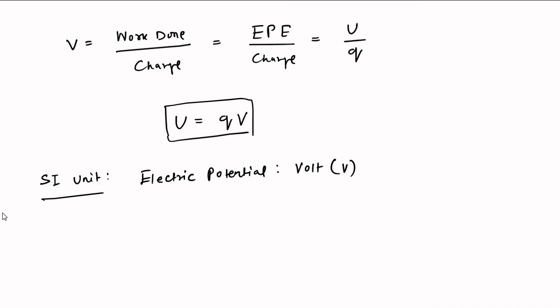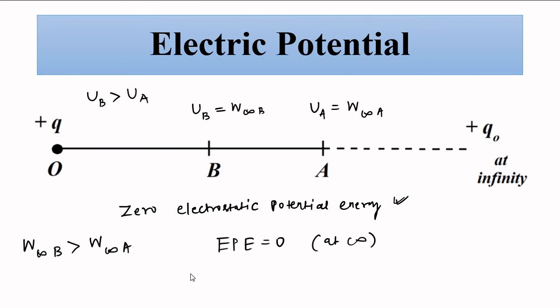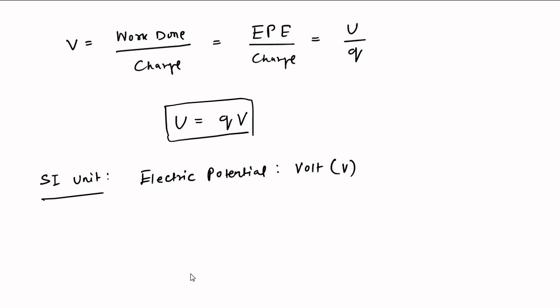1 joule of work is done in bringing a unit positive charge, that is 1 coulomb of charge, from infinity to that particular point against the electrostatic force. That means 1 volt. So 1 volt simply means 1 joule of work is done to move 1 coulomb of charge from infinity to any particular point in the electric field. 1 joule by 1 coulomb, that is 1 volt.